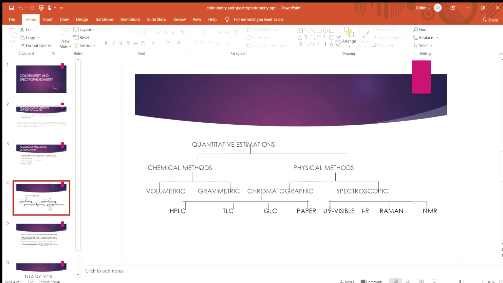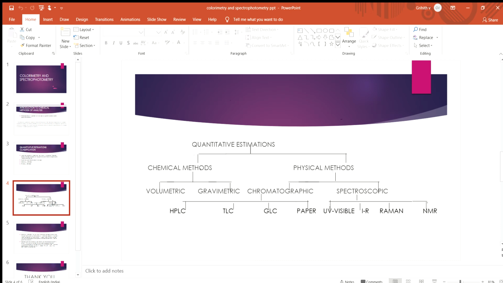Physical methods of analysis, I have mentioned in this table, are chromatographic methods and spectroscopic methods of analysis. As it comes under quantitative estimations, you might be thinking that in physical methods also we'll be doing quantitative estimations, means we'll be determining the amount of the compound present in the sample, but it's not like that.